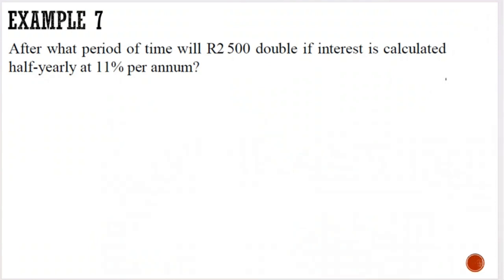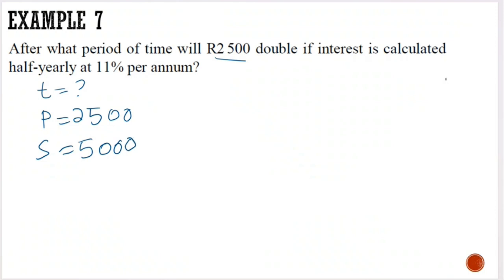After what period of time? We don't know. After what period of time will 2,500 double? That is a will. So now it means your present value is equal to 2,500 now. In the future we've got your S, which is going to have doubled, which is 5,000, 2,500 multiplied by 2. The future value is not explicitly given. It is implicitly given. You need to be able to read that from the context.